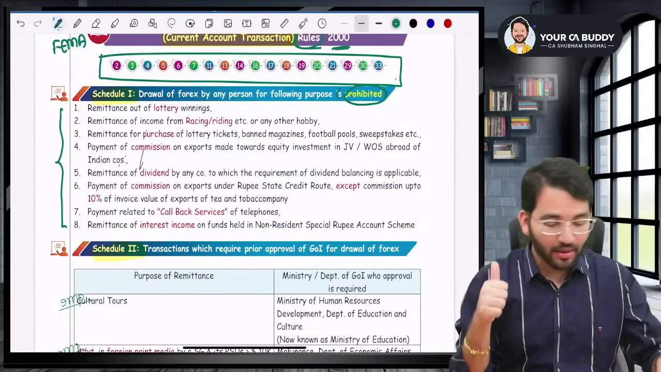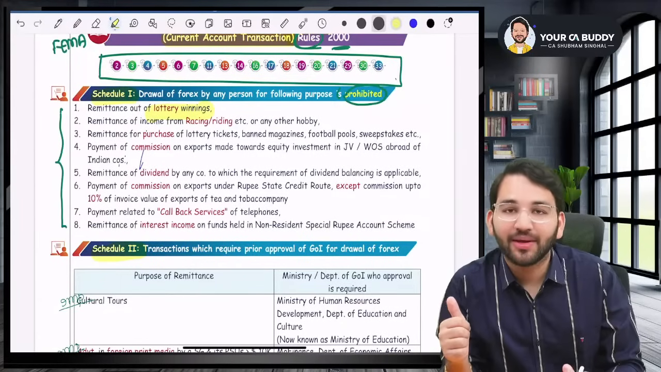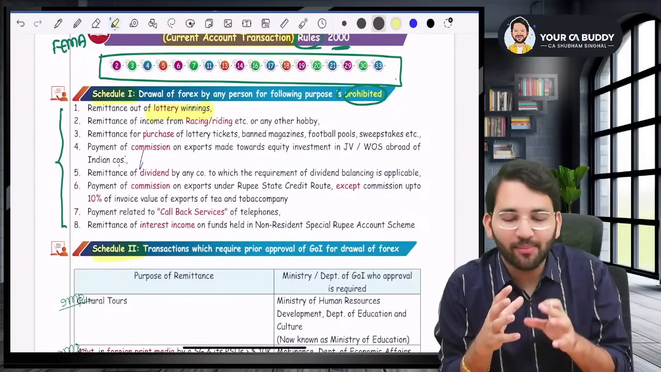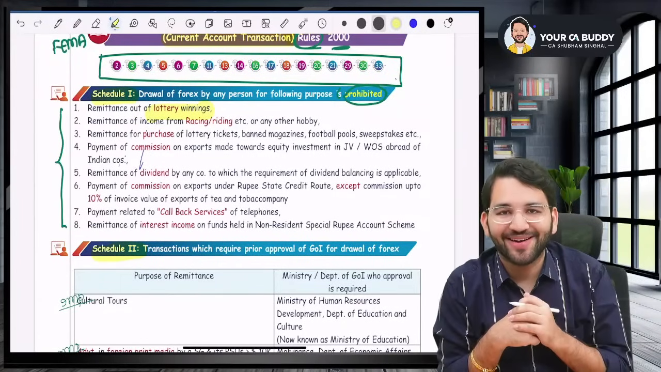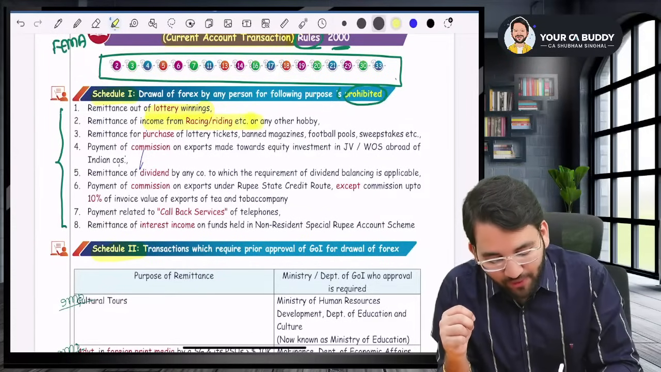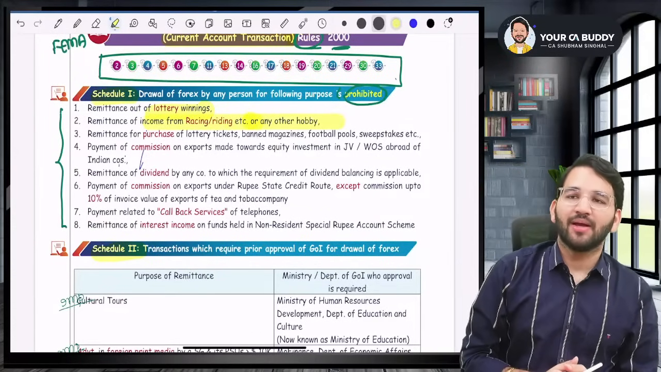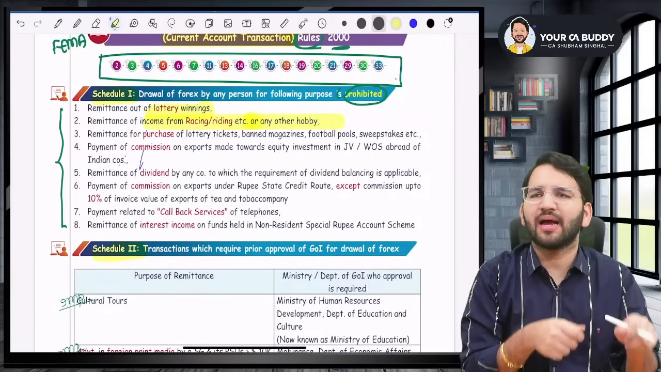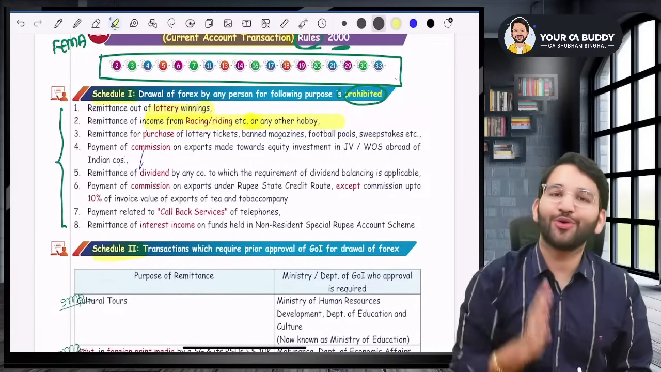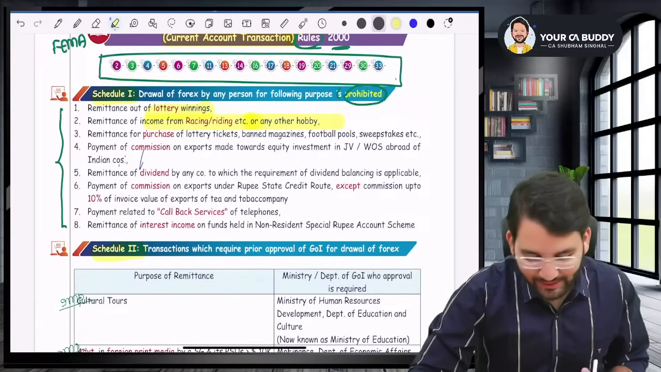Number one, remittance out of lottery winnings. Sir, in India, if you won some lottery, you cannot take that money outside India. Number two, remittance of income from racing or riding or any other hobby. Sir, if you won horse racing income or horse riding income, that money also you cannot remit. So lottery income, horse racing, horse riding.